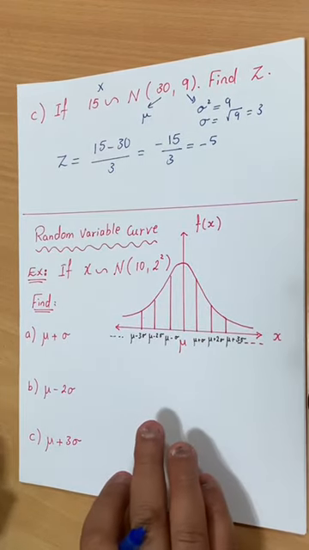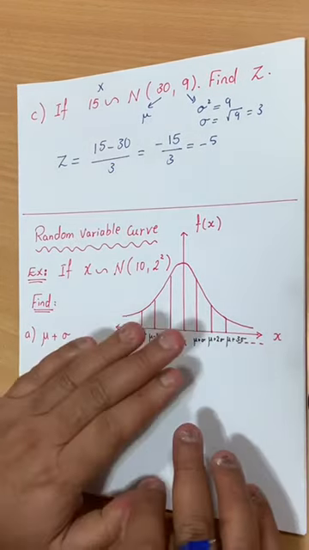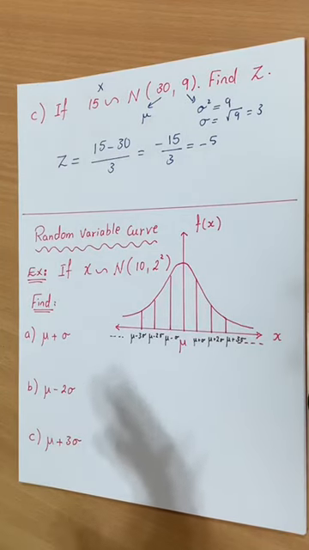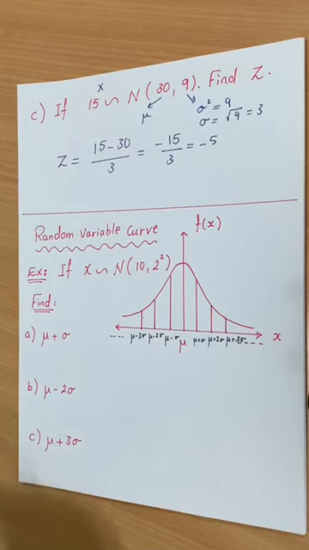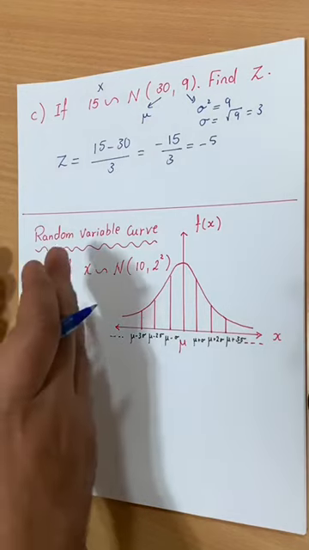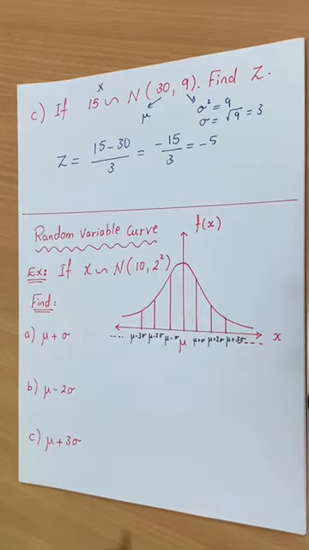Now, the random variable curve. We have exactly the same curve that we talked about before, which is related to the standard normal distribution, which is Z. It's the same as Z. But the difference here is that those values will not be included on the table at all.